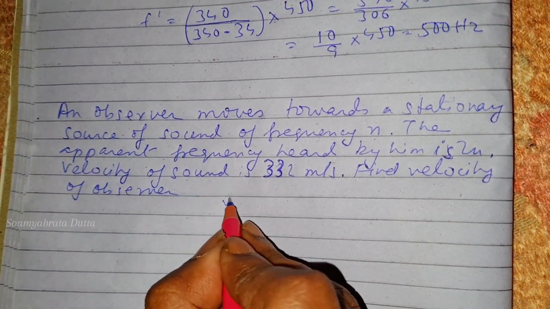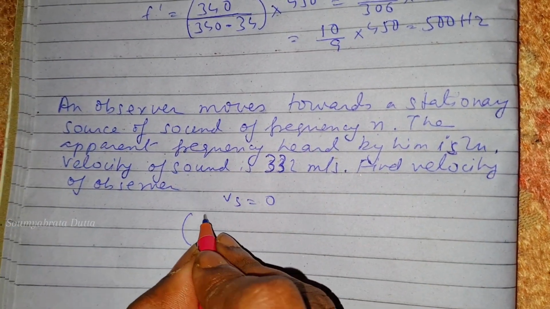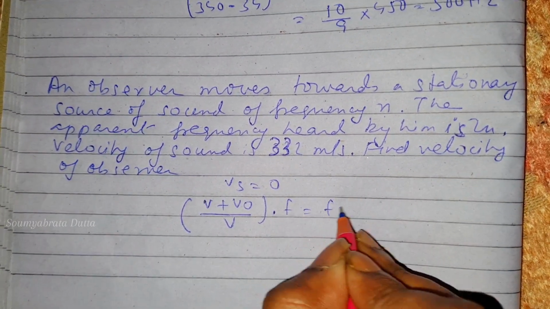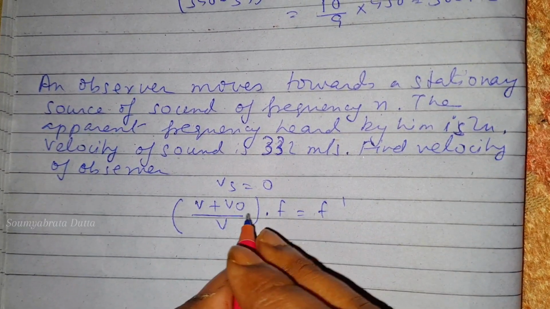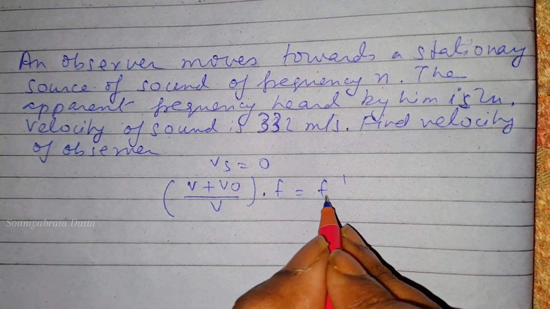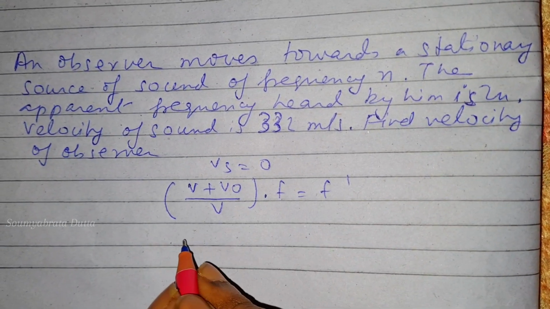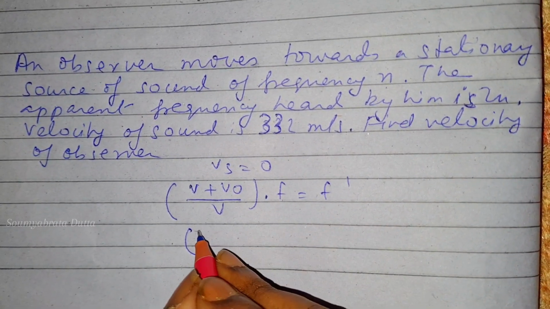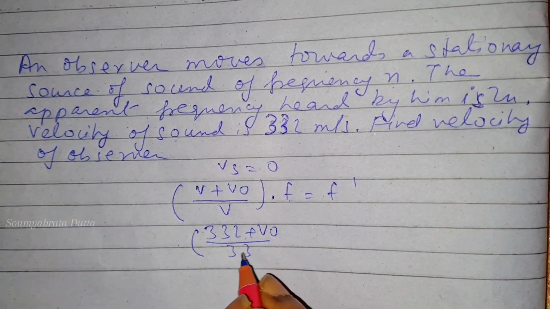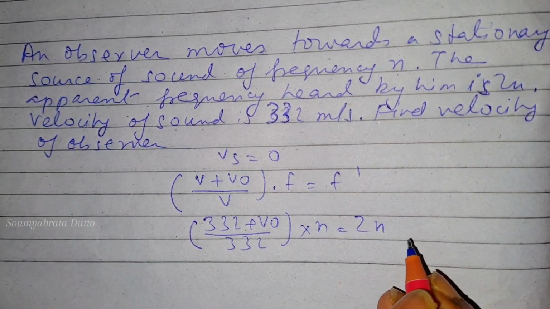So in this case the velocity of the source is 0. What we are going to use when the observer is coming near: f dash equals (v plus vo) by v into f. Here v stands for velocity of sound, vo stands for velocity of observer, f is the frequency and f dash is the apparent frequency. We know the apparent frequency is twice n. So (332 plus vo) by 332 into n equals twice n.